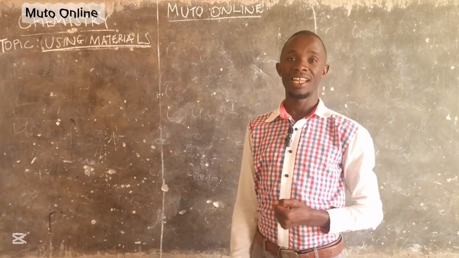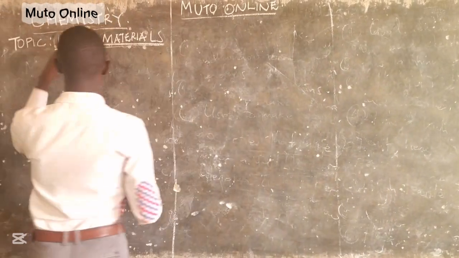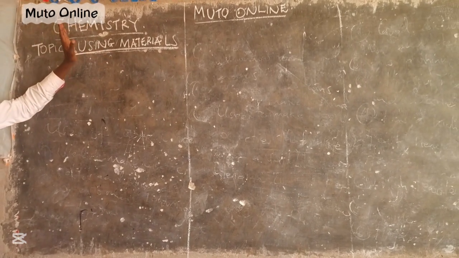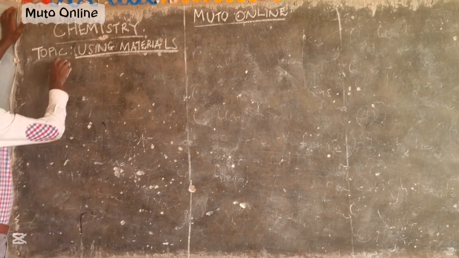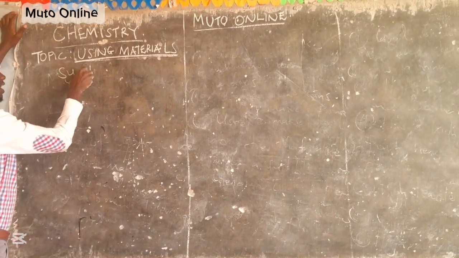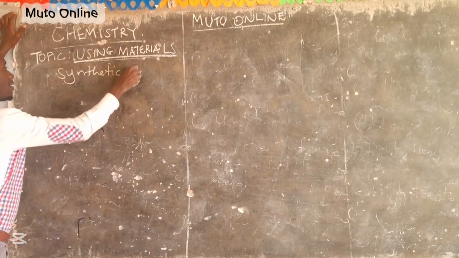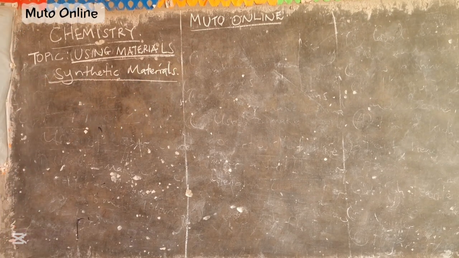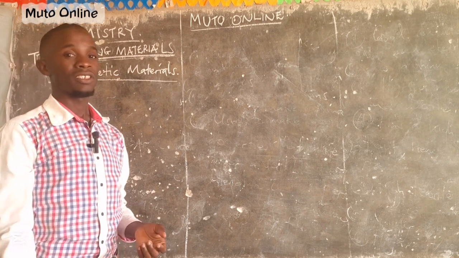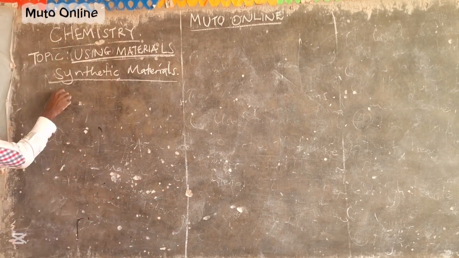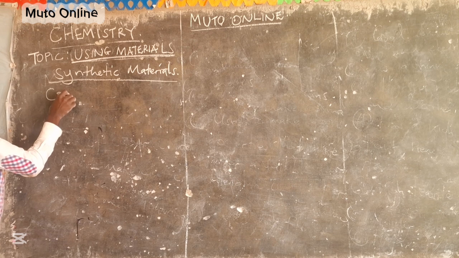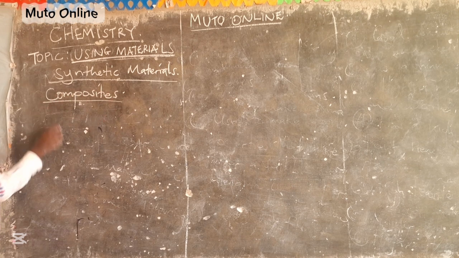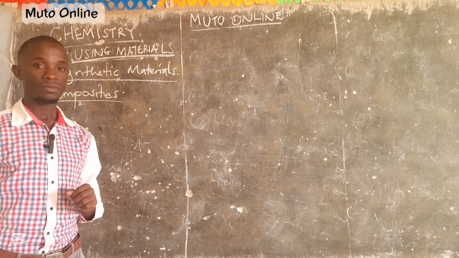Teacher Alan Niselek again. I'm back for the same issue, chemistry topic using materials. We are looking at synthetic materials still, and we are done with metals. We have looked at some of the metals, and right now I want us to look at composites, the synthetic composites, and the synthetic materials.